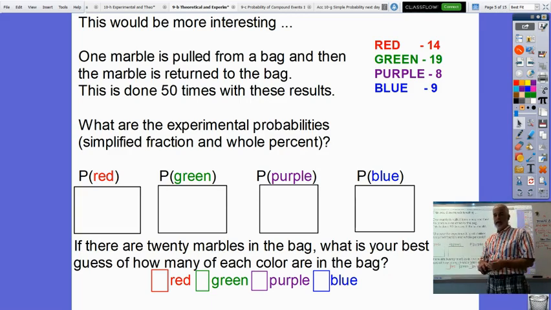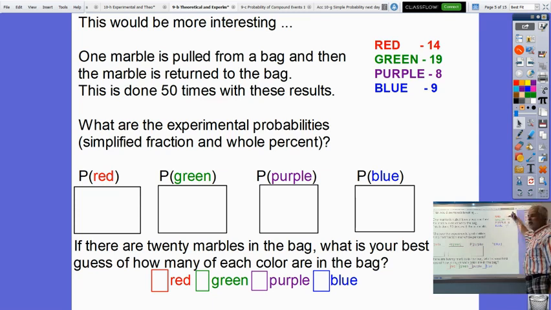Pulling out again, and this time it's green. I'm going to do it again, and this time it's red. So I do this 50 times, pulling marbles out of this cup. I don't know how many of each type are in the cup, but I do it 50 times, and these are the results that you get. 14 times it comes out red, 19 green, 8 purple, and 9 blue.